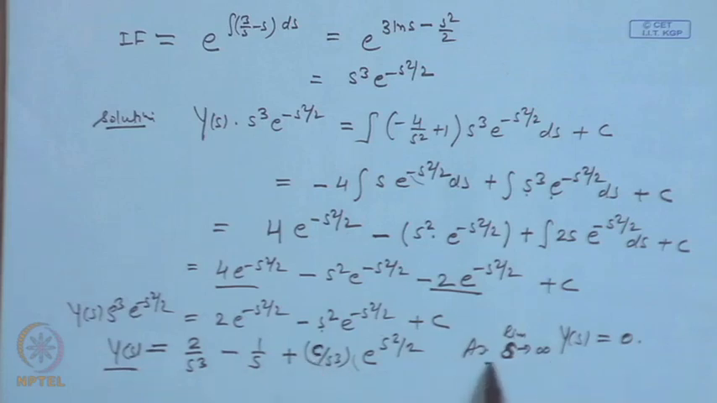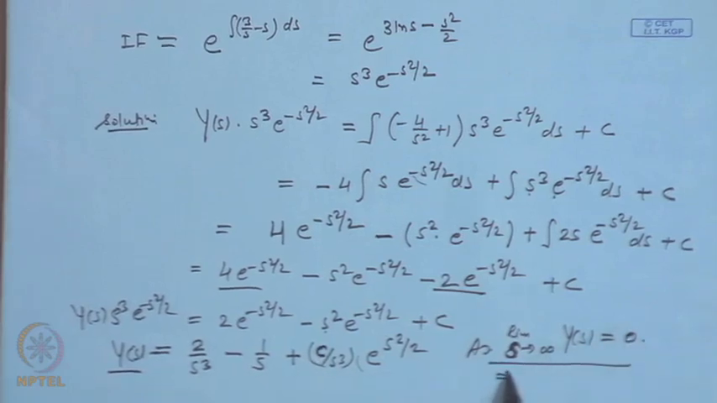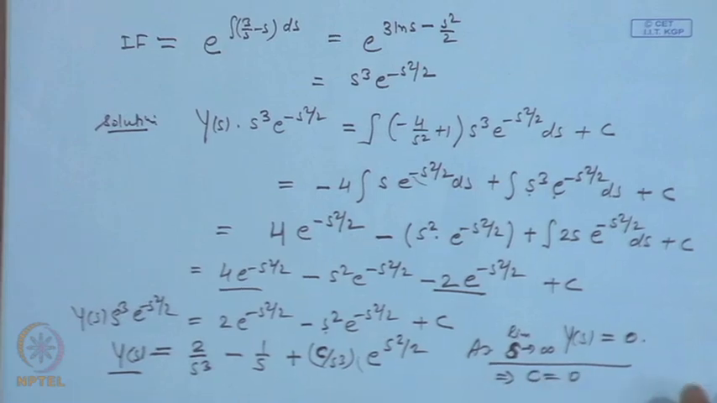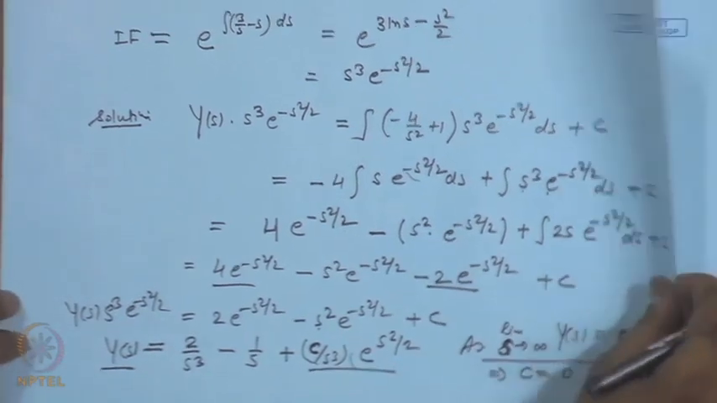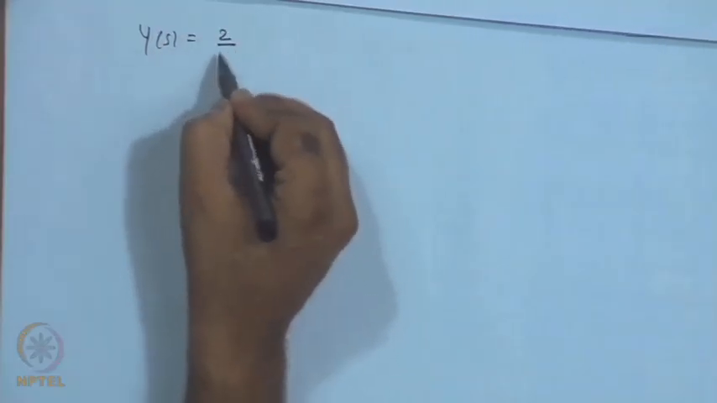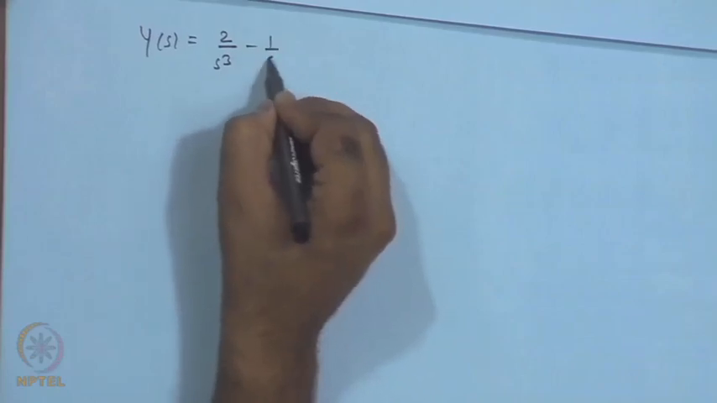So, due to this condition, we have that c must be 0. So, this term is gone, then we have Y(s) is 2 over s cube minus 1 over s.